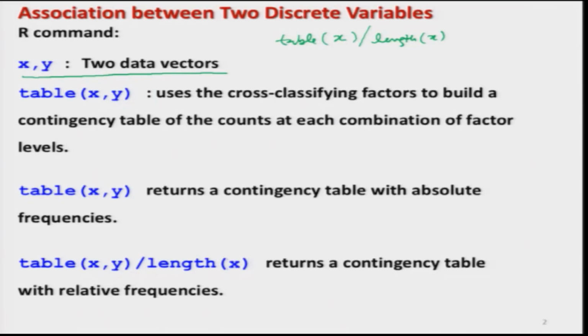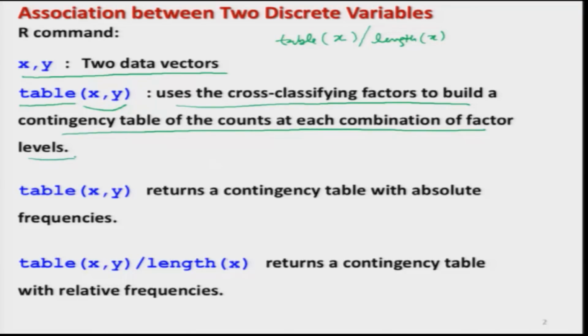Similar to that, when we want to tabulate the bivariate data, the same command is used, that is table. The only difference is that now inside the argument you have to give the two variables or two data vectors, and similarly if you have more than two you can express all those data vectors here separated by a comma. So, table(x, y) is used to cross classify the factors to build a contingency table of the counts at each combination of the factor levels.